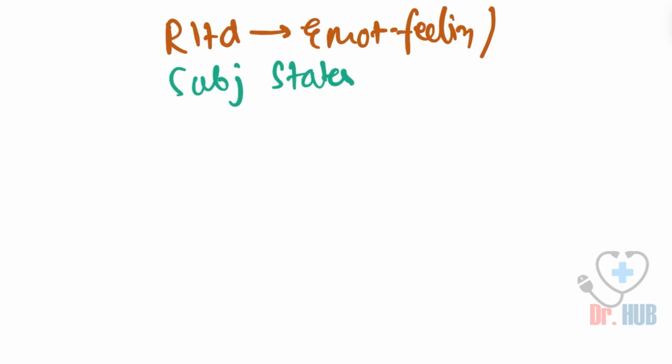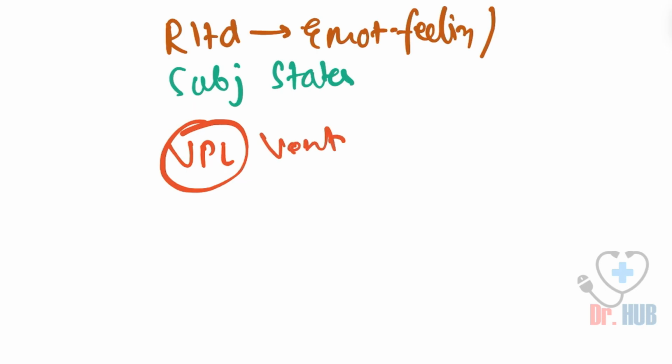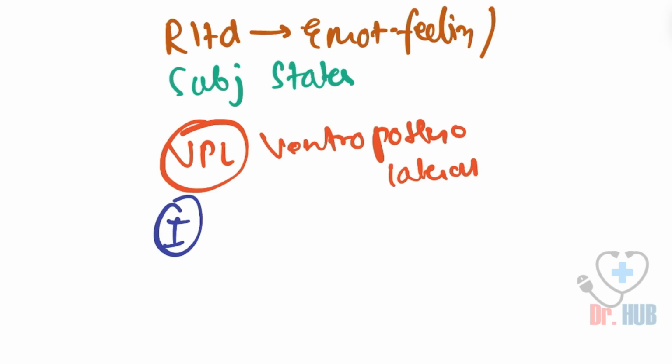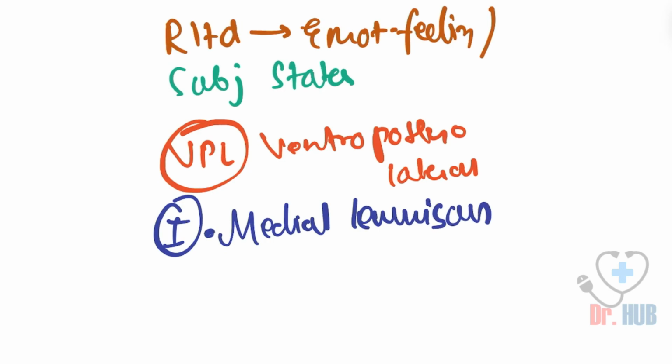Then we move on to the next question we asked: what is the ventroposterolateral, the VPL? Firstly, looking at the input. What is the input of the VPL? The input of the VPL is the medial lemniscus, and there is also the spinothalamic pathway.